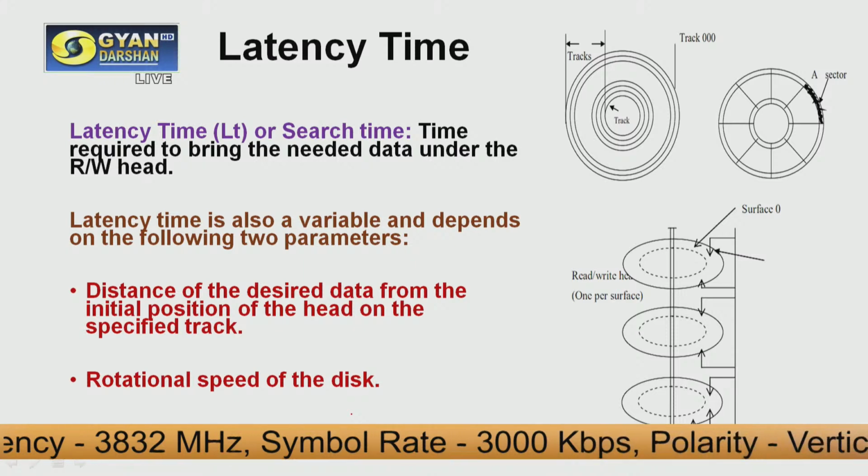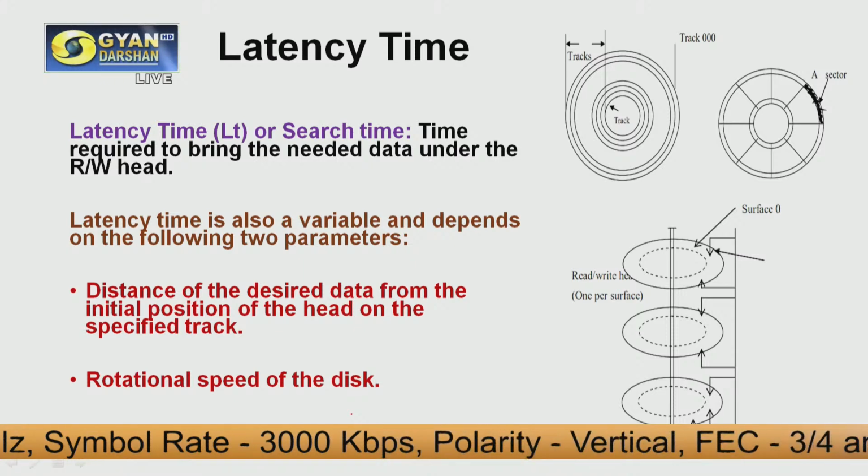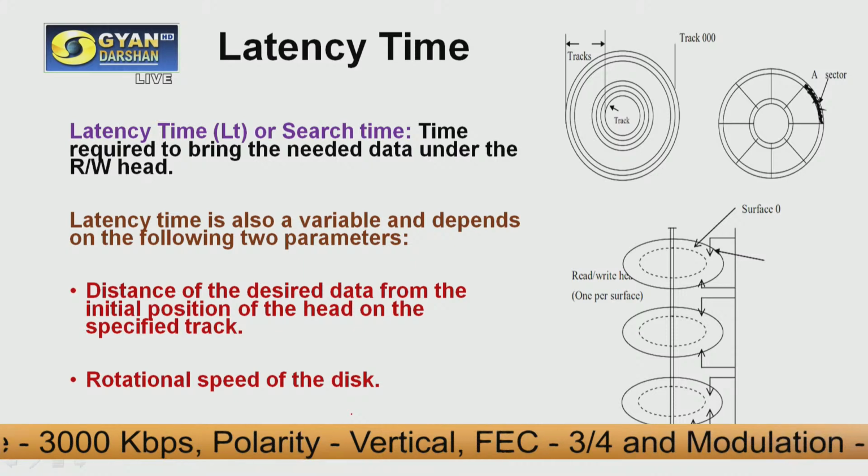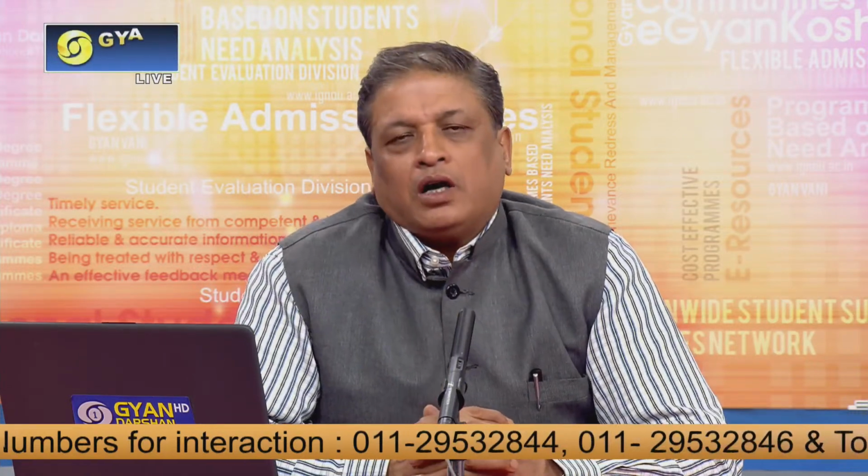Apart from this, it also depends upon the distance of the desired data from the initial position of the head on the specified track. Once the data has crossed under the read-write head, it takes one particular rotation before it can come under the read-write head again. The rotational speed is a very important factor, because if the disk speed is slow, then obviously the data supply rate will be slow, which will affect the processing of the data.